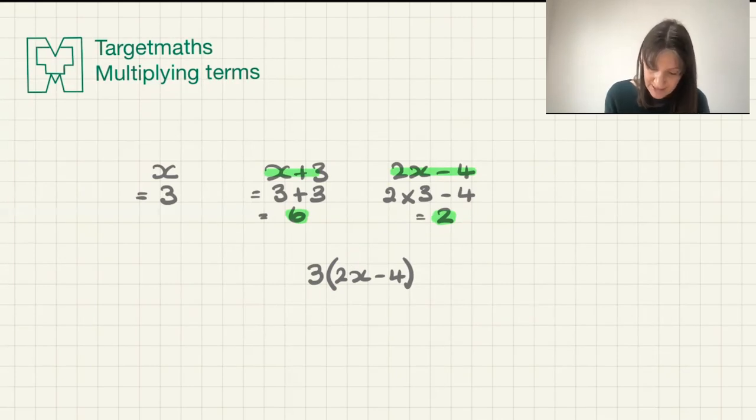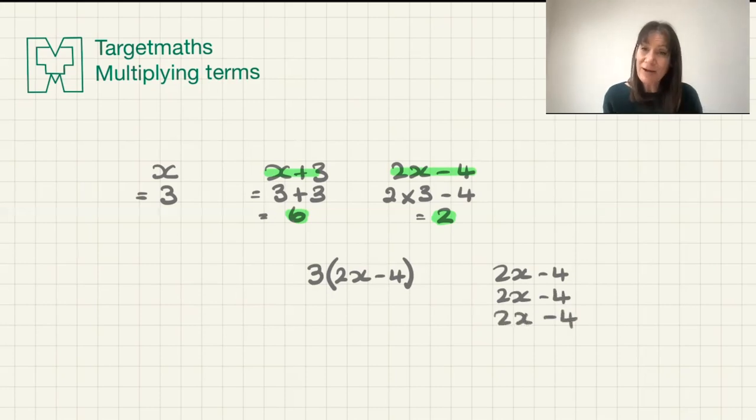So let's write this out. I've got 2x minus 4. There's one. I've got another one. And I've got another one. When I write it out like that, I've got 3 lots of those. I can clearly see everything that's going on. And I can see that in my x's column, I've got 2 plus another 2 plus another 2. I've got a total of 6 x's.